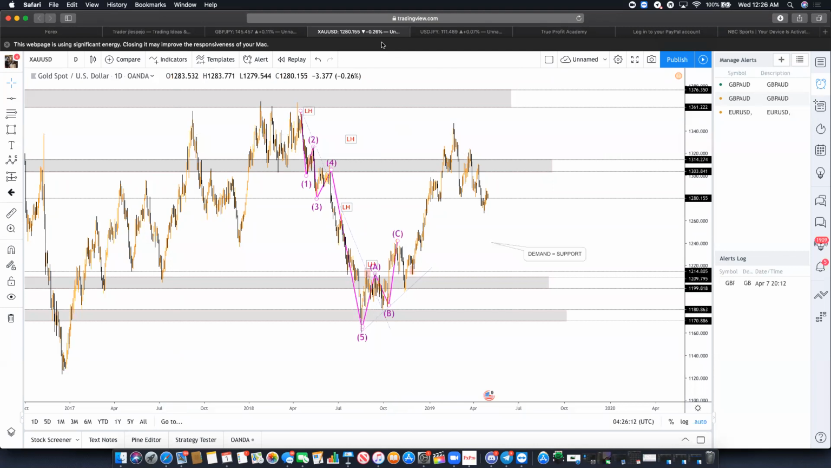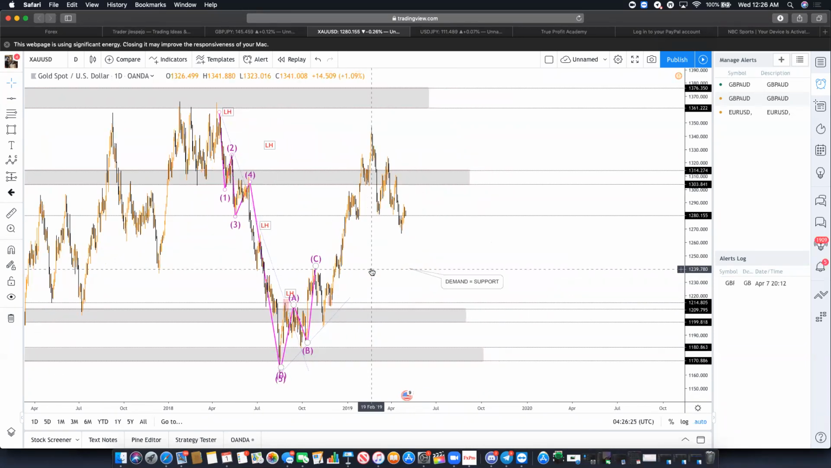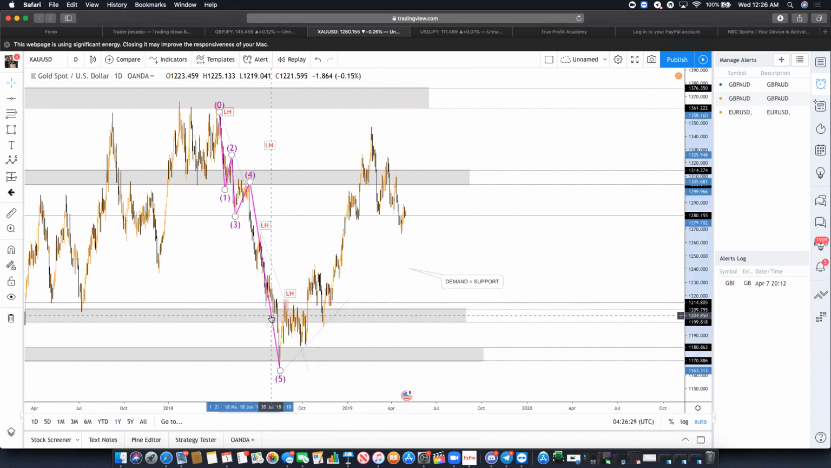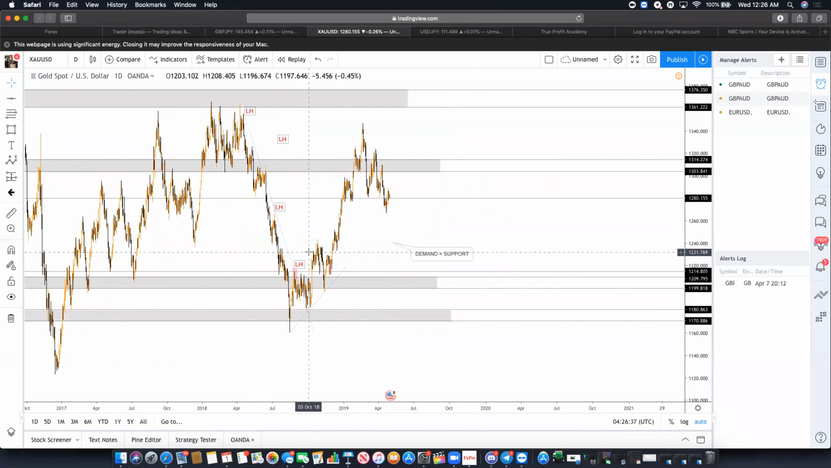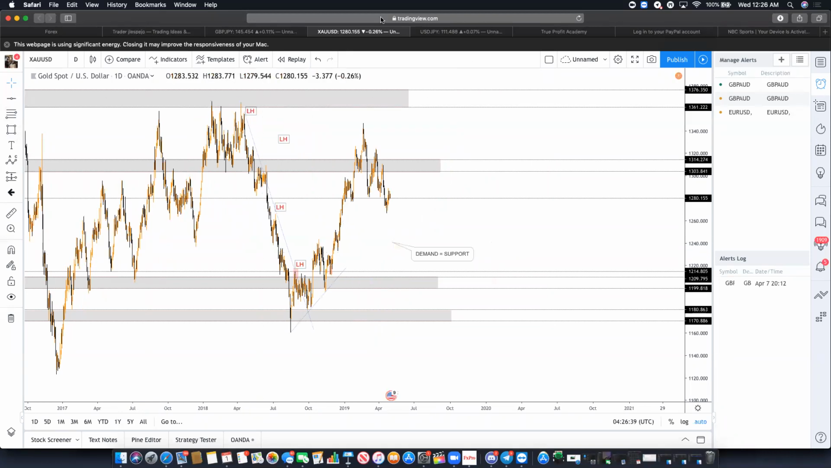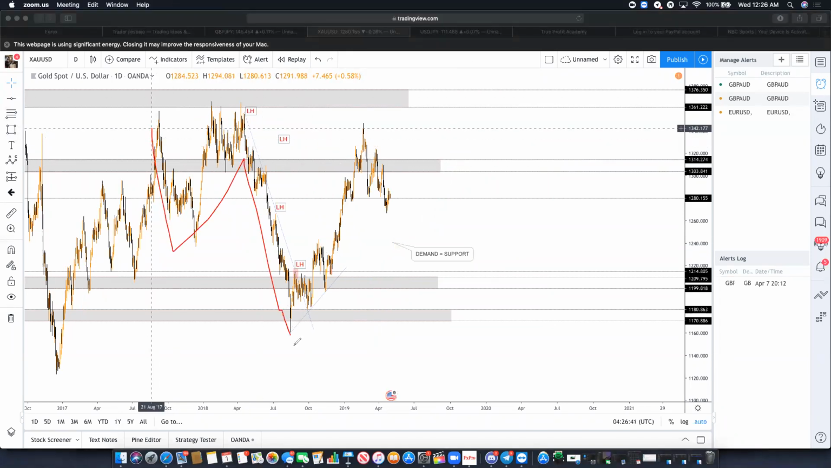Joe, is that an inverted head and shoulders right there that we're looking at on gold or not? Where? Use your annotation tool to draw it out. Here? Yeah, basically. I'm seeing it a lot bigger. This is on the daily chart, by the way. I drew it up earlier on my chart. You're saying this right here? Yeah, it could be.